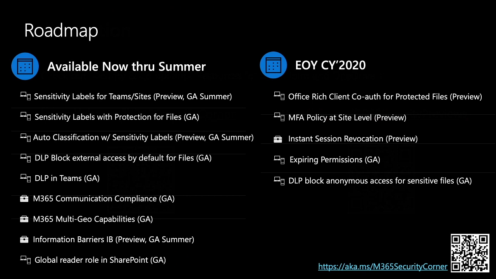Then DLP block external access by default for files is also GA'd for SharePoint. DLP in Teams is also available as GA. From a compliance point of view, the communication compliance multi-geo capabilities that I showed you are available as GA. The information barrier policy is available as a private preview, and it will be GAing this summer.